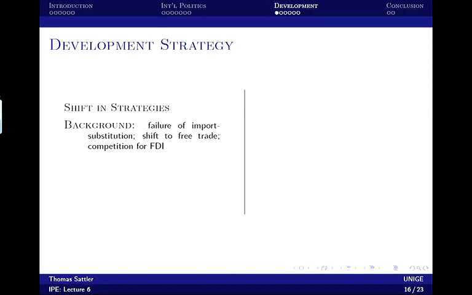And with this new development strategy, a key component was the competition for foreign direct investment. What is foreign direct investment?